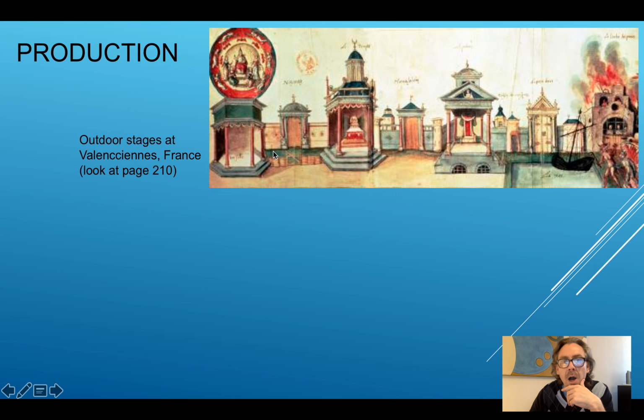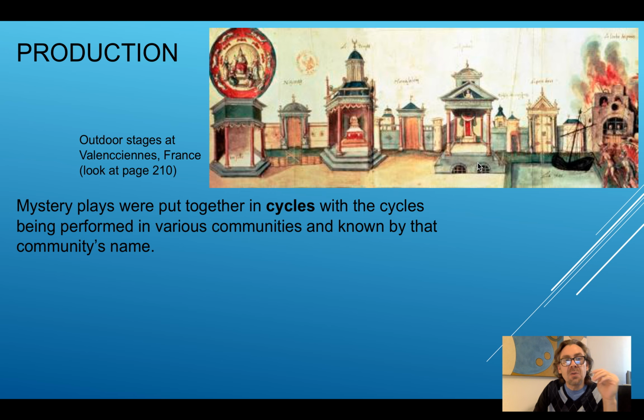Here are 1, 2, 3 mansions that were built. At each of these mansions, according to Ethelwald's staging, you would have simultaneous performances occurring that were depicting different stories. Mystery plays were put together in cycles, with the cycles being performed in different communities and known by the community's name. So here, this is the Vincennes cycle.